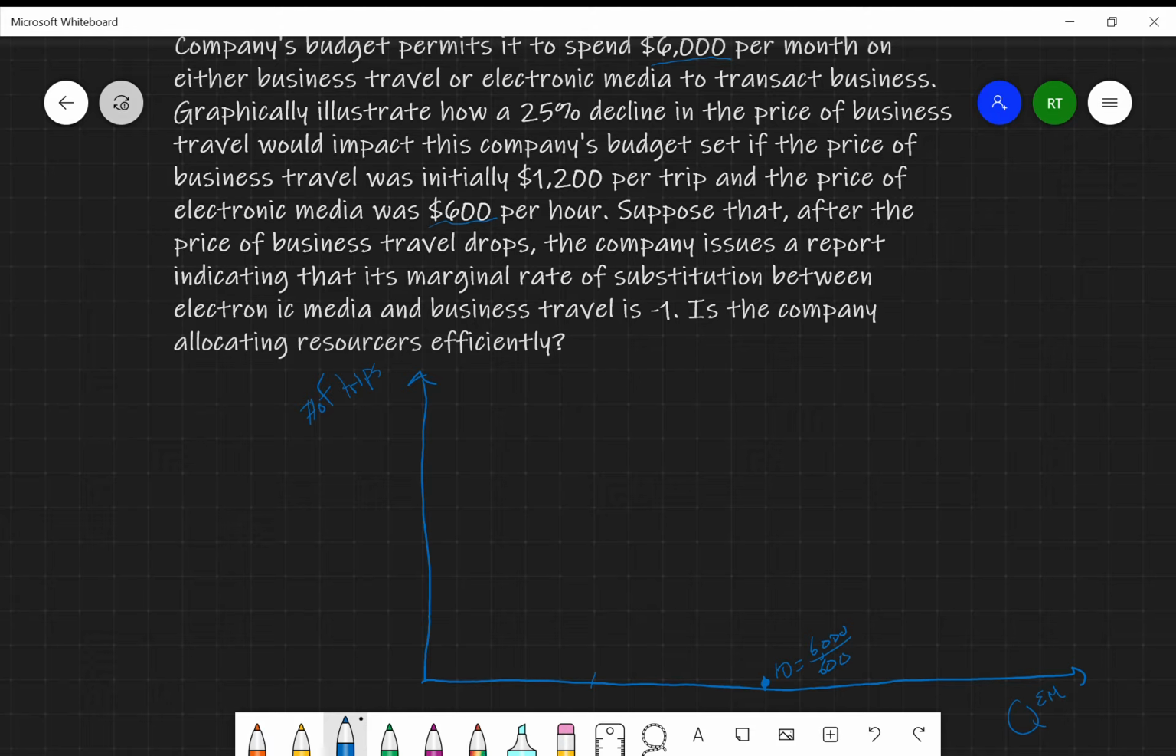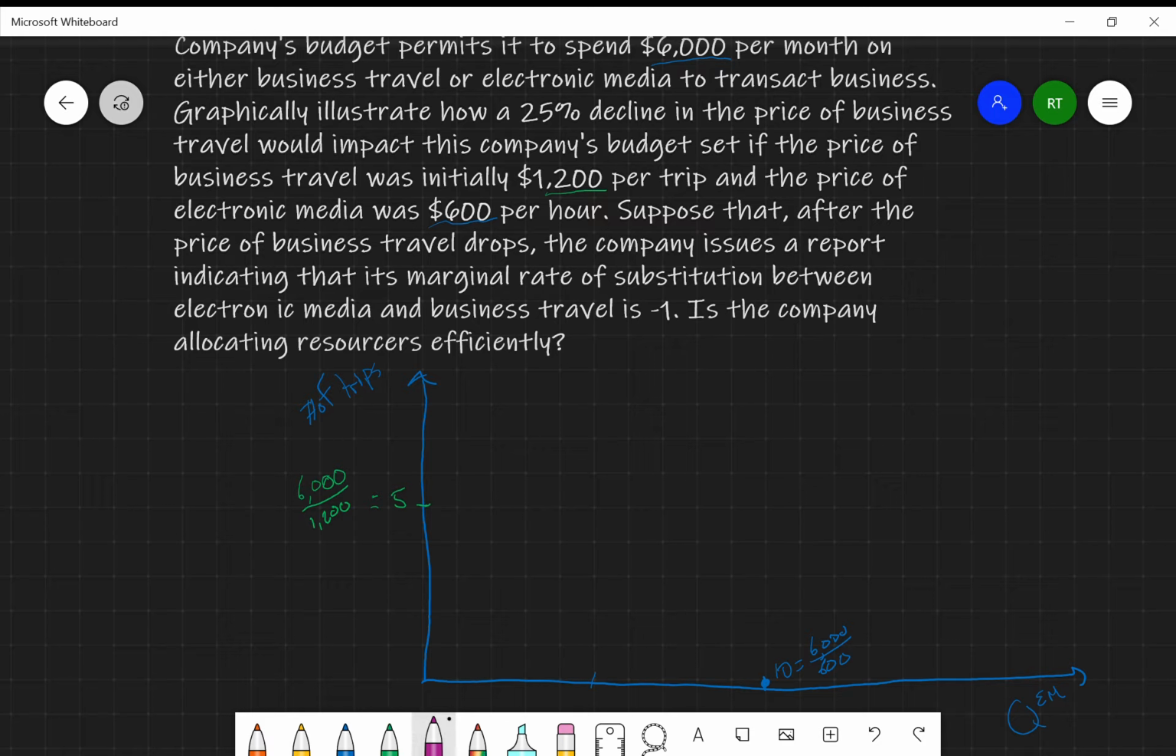Pretty simple there. And then the number of trips, that's a little bit more difficult. We take that 6,000 and divide it by the 1,200 to give us an initial number of trips at 5. Because 1,200 times 5, right? 1,000 times 5 is 5,000. 200 times 5 is another 1,000. So that's going to give us the 6,000. Otherwise, 6,000 divided by 1,200 is going to give us 5.